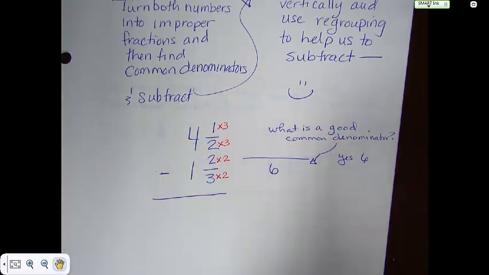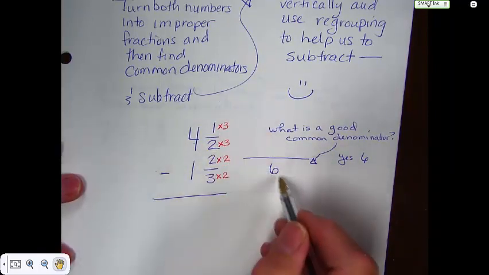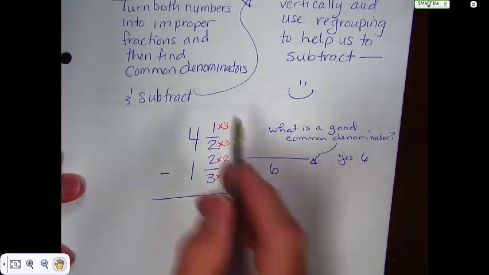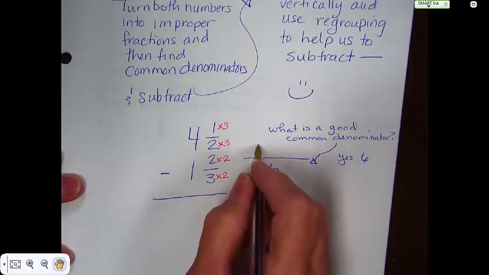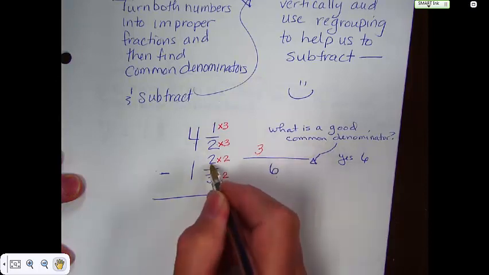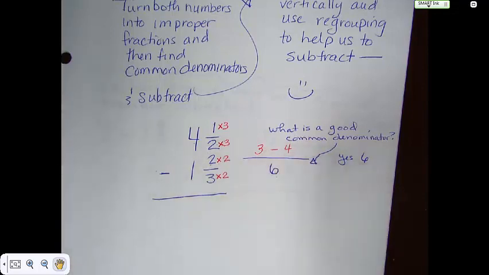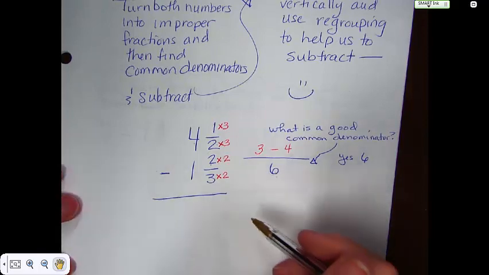So let's rewrite. We have a denominator of 6, so we don't have to rewrite the 6, but we do need to write the numerators. So again, 1 times 3 is 3, 2 times 2 is 4, and now we have a problem, because 3 minus 4 doesn't compute with us when it comes to fractions.